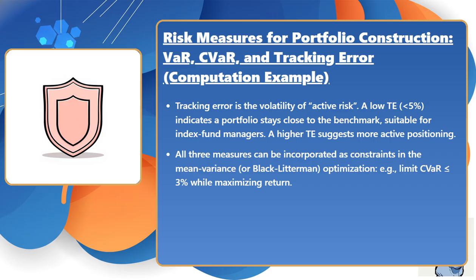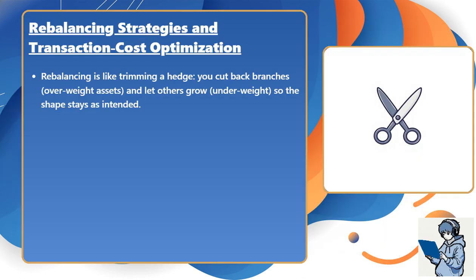All 3 measures can be incorporated as constraints in the mean-variance or Black-Litterman optimization. For example, limit VaR less than or equal to 3% while maximizing return. Rebalancing is like trimming a hedge. You cut back branches on overweight assets and let others grow on underweight ones so the shape stays as intended.